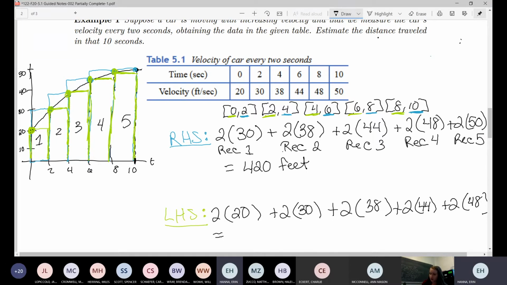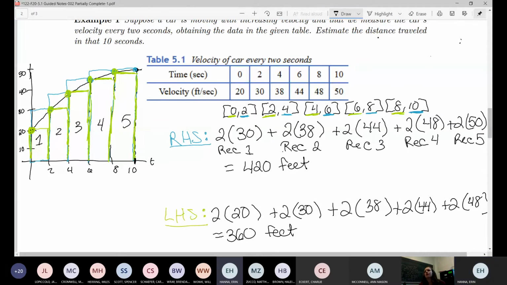Punch that into a calculator, you'll get 360 feet. Any questions on how I got that? Okay.